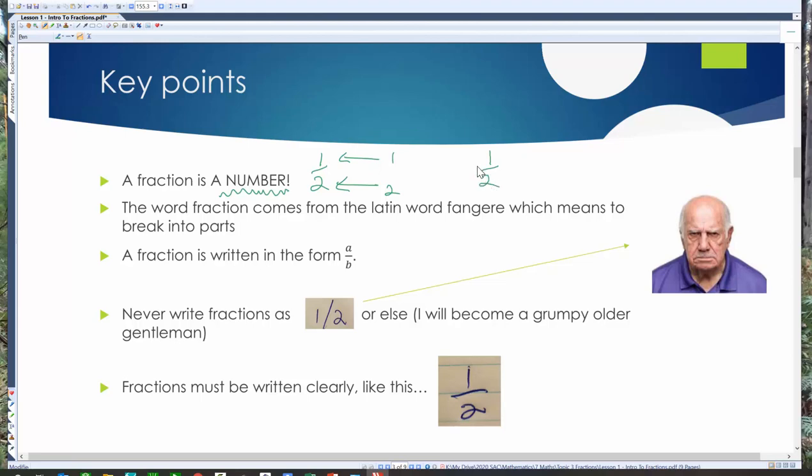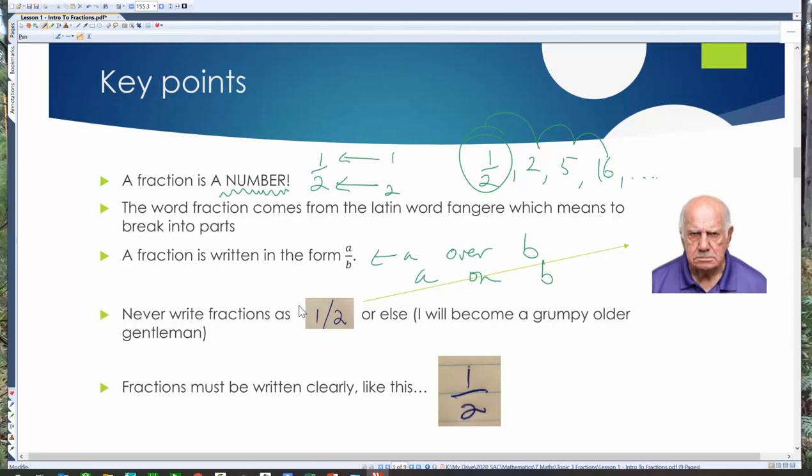A half is a number on the number line, just like 2 is, just like 5 is, just like 16 is, etc. So these fractions have a spot on the number line just like any other whole number that you can think of. The word fraction comes from a Latin word, fangere, I think it is, which means to break into parts. Again, I'm not sure about my pronunciation on that, so any Latin experts out there, you can correct me on that. We write a fraction in this form, a over b. So we say that as a over b, or a on b.